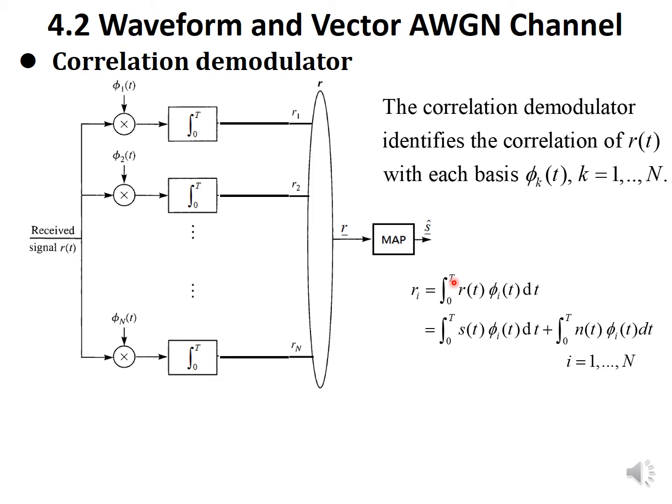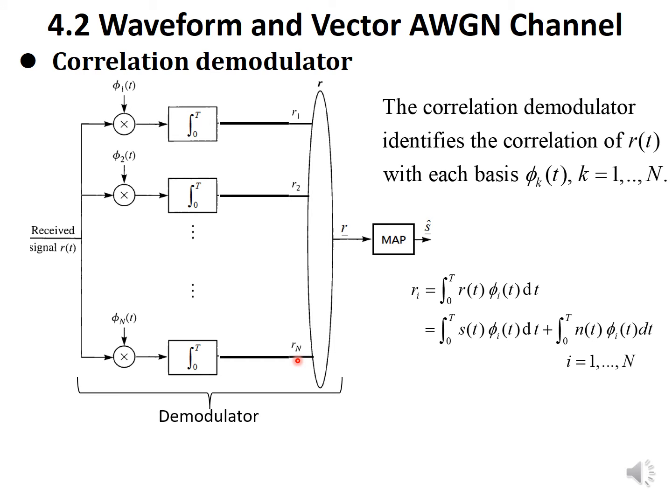Here the inner product is over the symbol time, a definite integral from 0 to T. And r(t) contains two parts: the transmit signal s(t) and the noise n(t). And then i from 1 to n, there are n components of r.